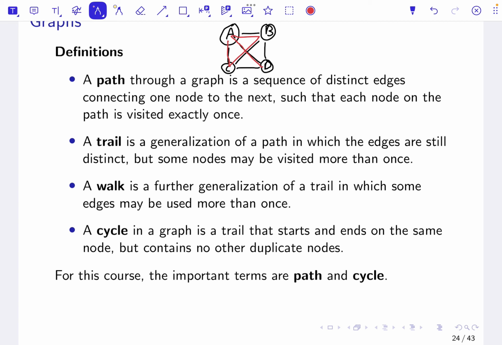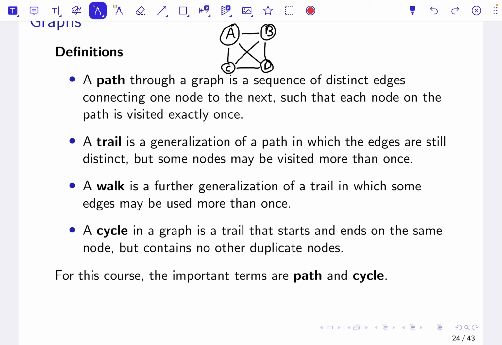Yeah, that's slightly less confusing. A, C, B, A, D is a trail. It's not a path because we went to A multiple times, but it's okay because we went on each edge exactly once.